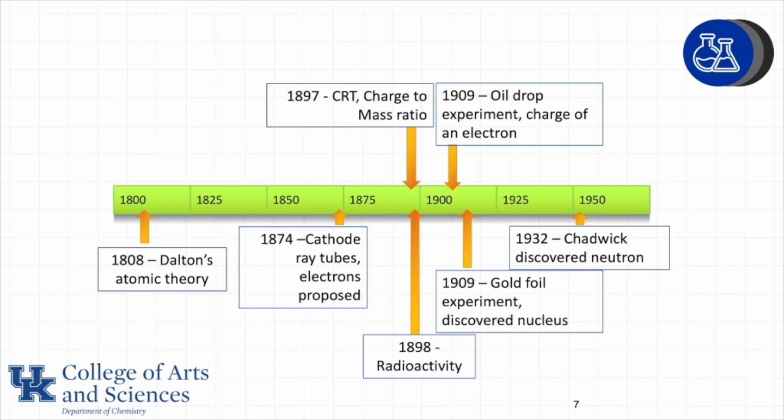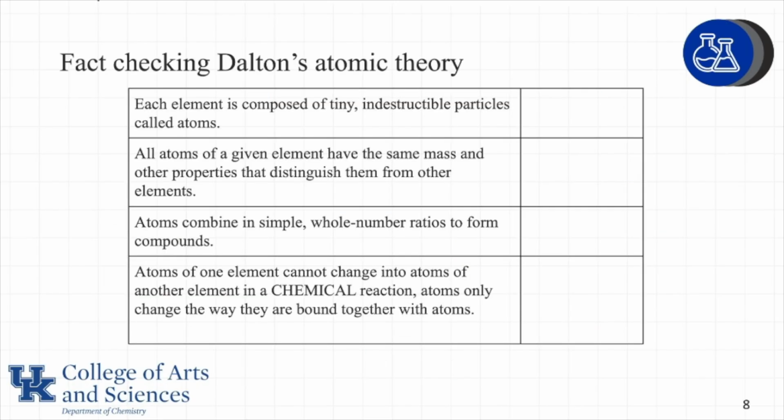So in 1874, we were able to figure out that electrons existed. In 1898, radioactivity was discovered. 1897, they figured out the charge to mass ratio of the electron. And then following that up with 1909, the oil drop experiment let them figure out the charge of an electron. 1909 was a big year. We figured out the charge of an electron, as well as figuring out that an atom had a nucleus. But it wasn't until about 1932 that we figured out that there were neutrons that accounted for part of the mass of an atom.